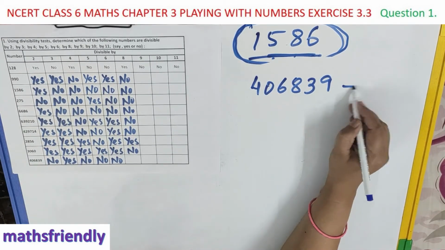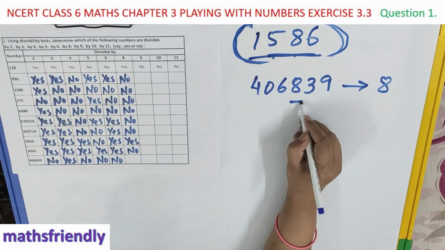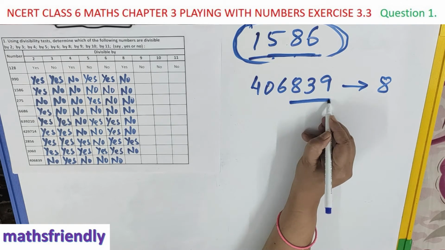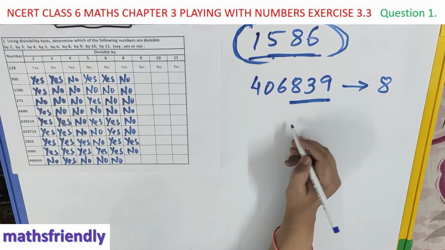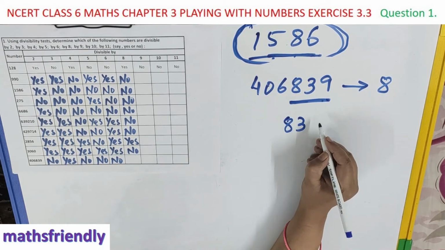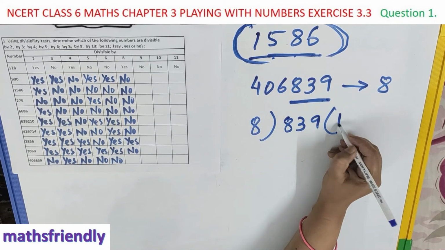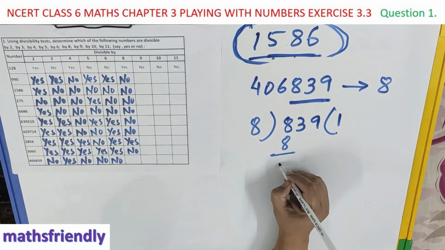Now the last number, which is quite a lengthy number, 406839. So what we will do to check the divisibility by 8? We have to check the divisibility of only 3 digits, the number formed by the last 3 digits: 839. We have to divide by 8. So 8 ones are 8. Okay, the remainder is 0.